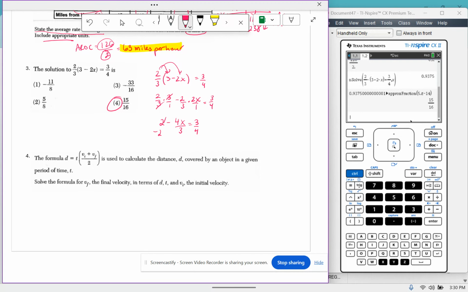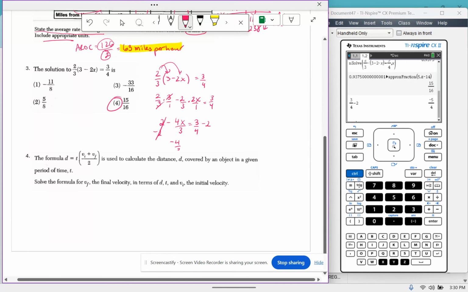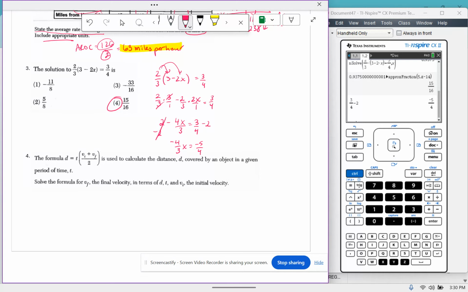And then I'm going to do minus 2, minus 2. So 3/4 minus 2 is going to give me negative 5/4. So I now have negative 4/3 x equals negative 5/4. I'm going to divide both sides by negative 4/3.